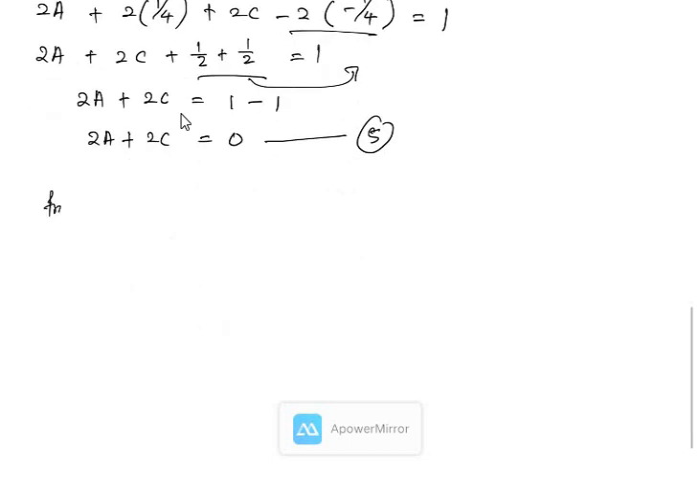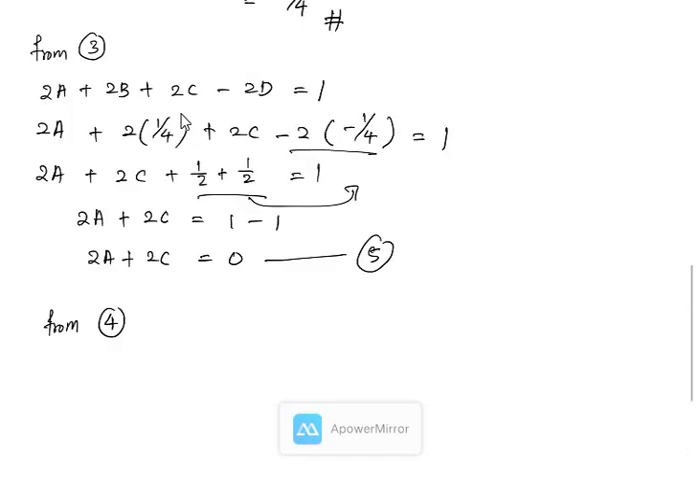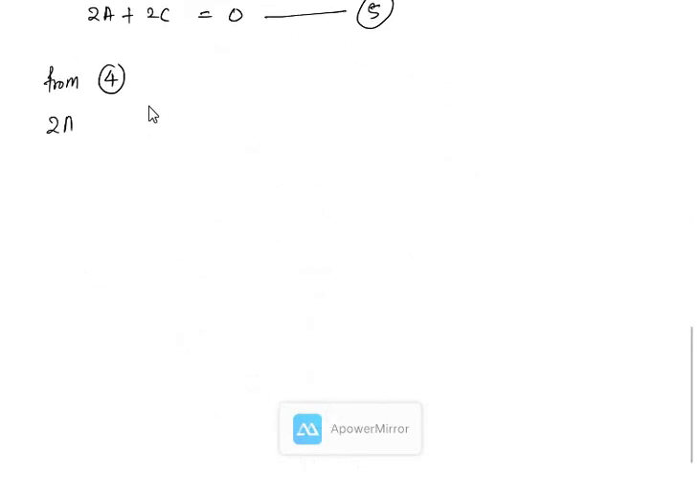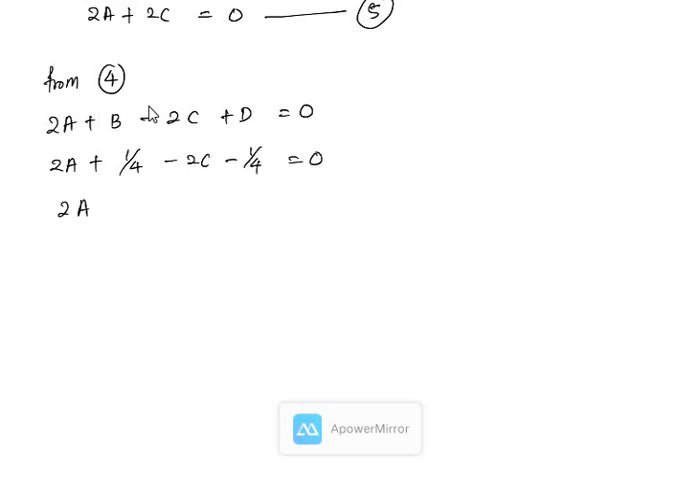Now from equation number 4, we still have equation number 4, we haven't settled. So from equation 4, we have 2a plus b minus 2c plus d equal to 0. So 2a plus b, we get 1 over 4, minus 2c, and then d is negative 1 over 4. And from here we get 2a minus 2c, so this one can cancel out. So a is equal to 2c divided by 2. This is equal to c. I assume this is equation number 6.